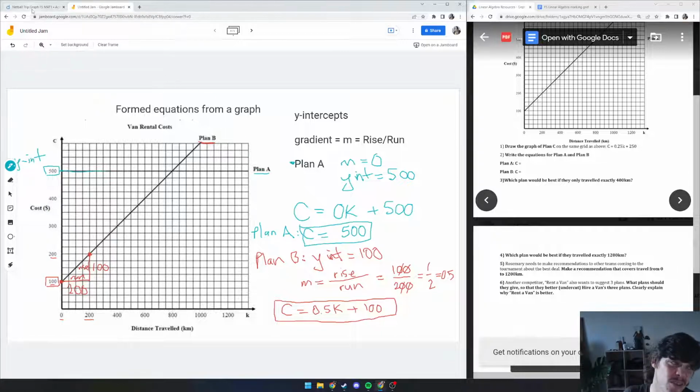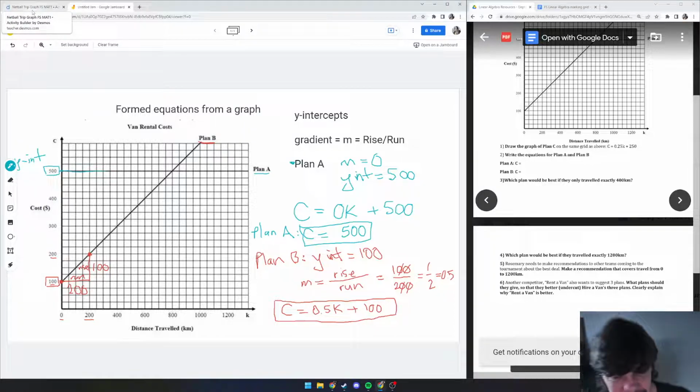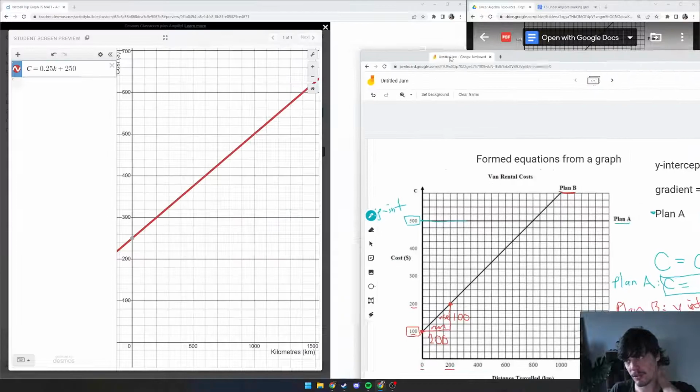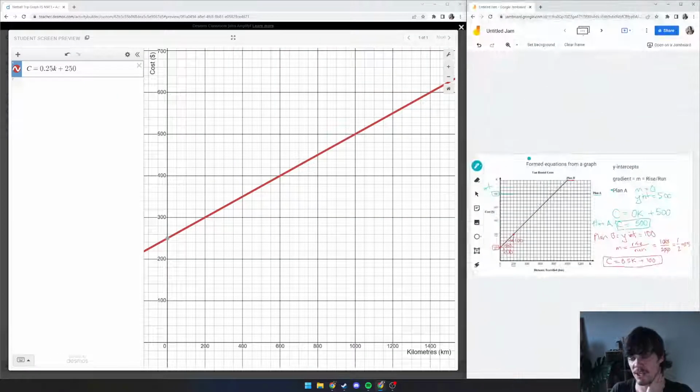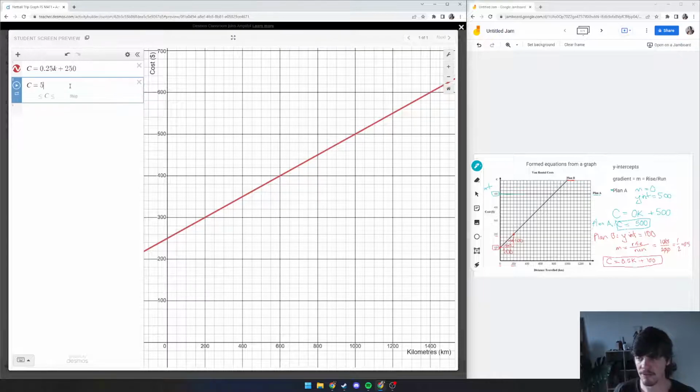Now, the thing is with Desmos though, it doesn't actually work when you move it in. So we've got a way to fix that. So what I'm going to do is chuck this on this side for a second so we can remember our formulas, and we're going to put these into our graph over here. So notice when I go C equals 500, it doesn't actually add in that horizontal line that we wanted.